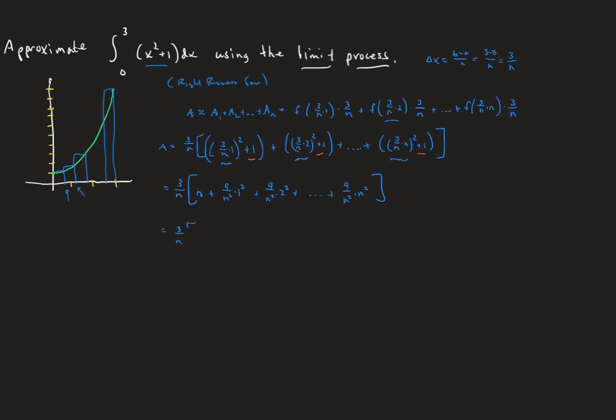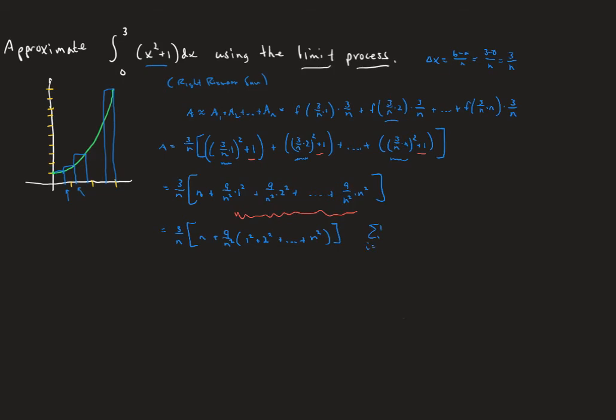Okay, so now all of those terms here have a common factor of 9 over n squared. So we'll factor that out. That's going to leave behind 1 squared plus 2 squared all the way out to n squared. There's our formula, and you don't have to know this. I'll give it to you.